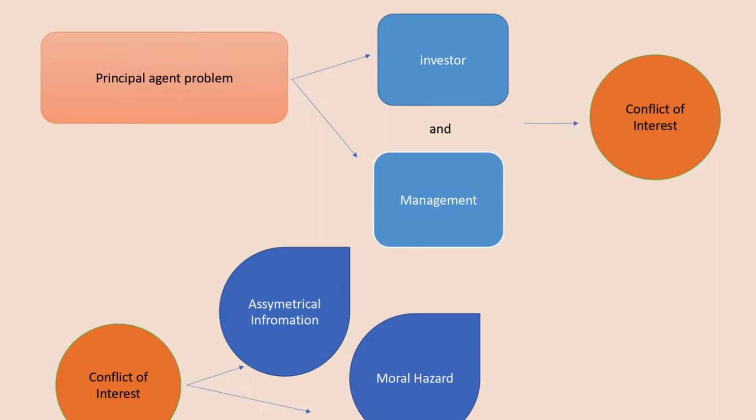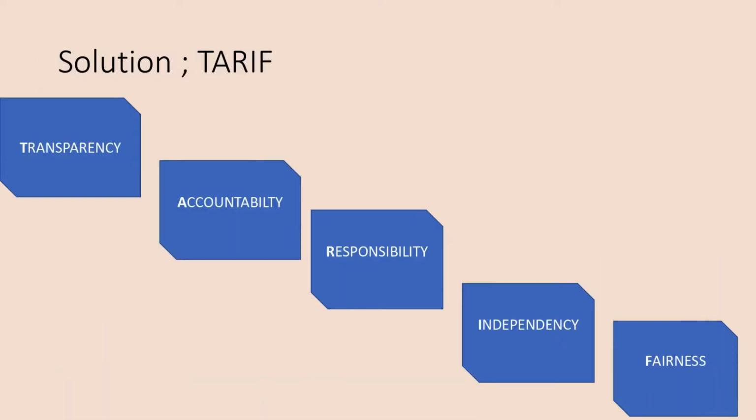What kind of solution is there for this conflict of interest? I think we have to do a comprehensive solution, not only one. So, good corporate governance consists of 5 things, which is TARIF. The solution for conflict of interest is TARIF. TARIF stands for transparency, accountability, responsibility, independency, and fairness.